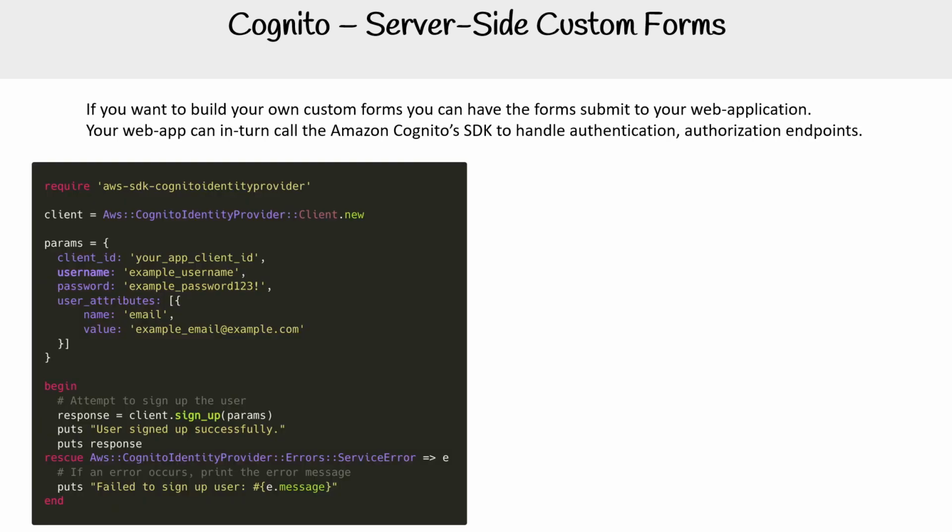Let's take a look here at what that would look like. So if it was server side, the idea is that you would implement some kind of a code. And so we just use the SDK. And so in this one here, I'm getting my pen tool out, we're using the sign up action and we're passing our payload here.